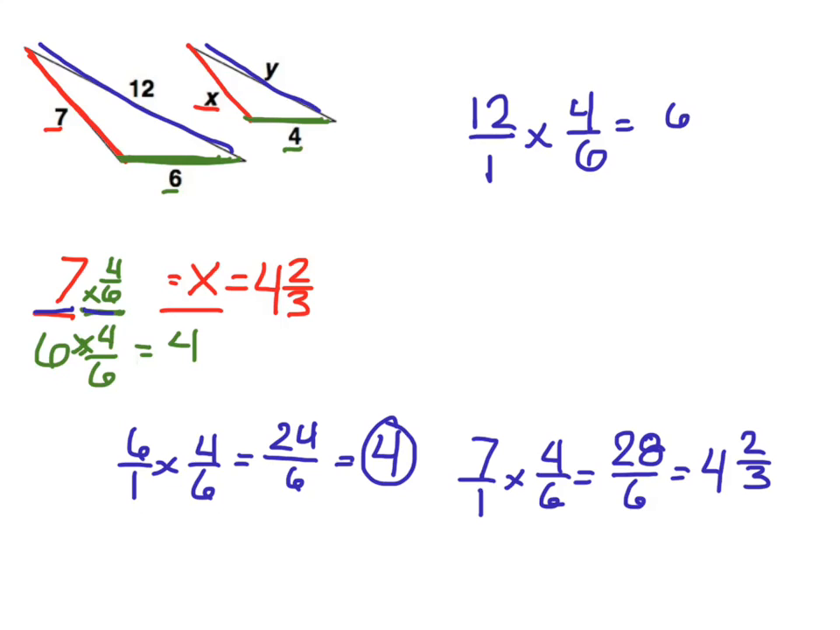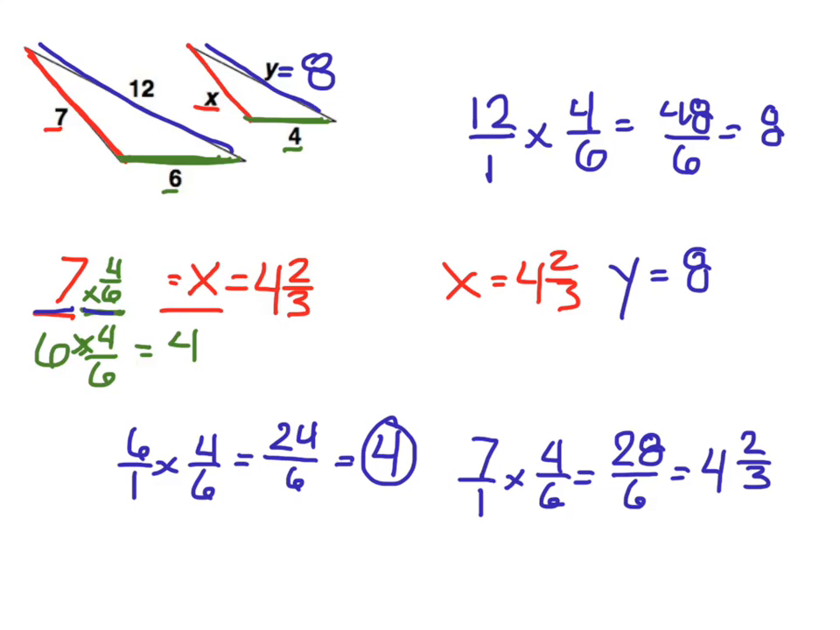12 times 4 is going to turn out to be 60. And wait, is that right? No, it's the wrong number. 12 times 4 is 48. And 1 times 6 is 6. And that turns into 8. So now we know that y equals 8. Right? So in your answer, you would say that x equals 4 2/3, and we can say that y equals 8. Boom, boom.